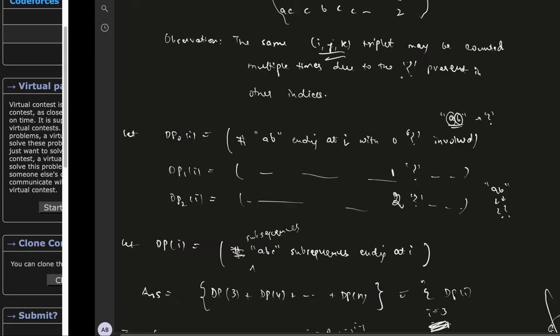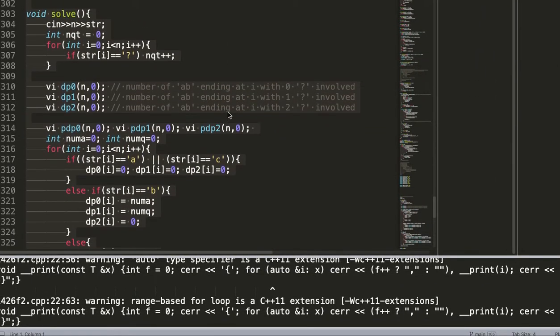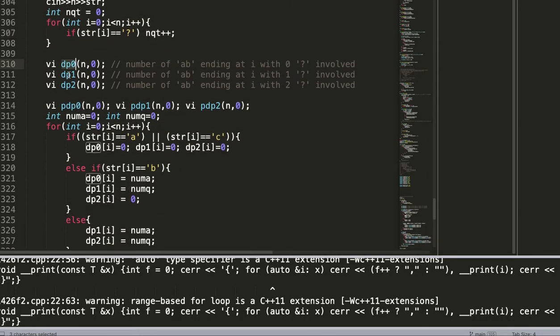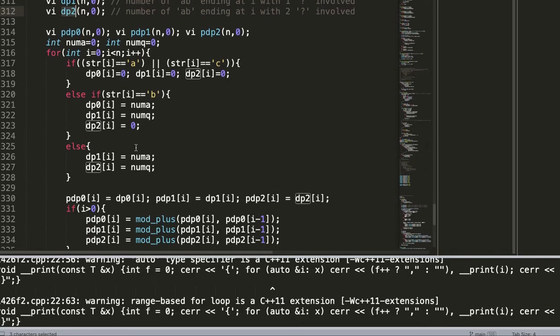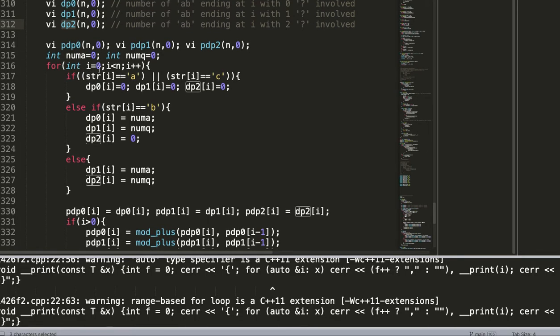So having a look at the code, this is the code. We are calculating the total number of question marks here. dp0, dp1, dp2, we're maintaining these three arrays and populating them as such, where if the ith character is A or C, we can't get any subsequence AB ending at I, since the ith character is not B. So then all the DP values would be 0.